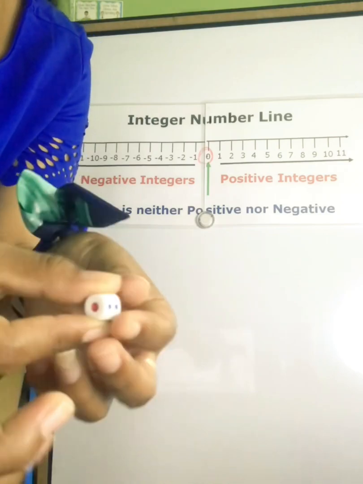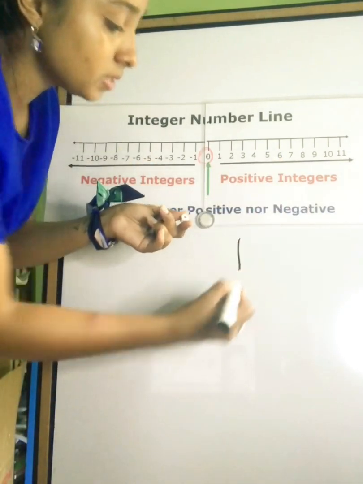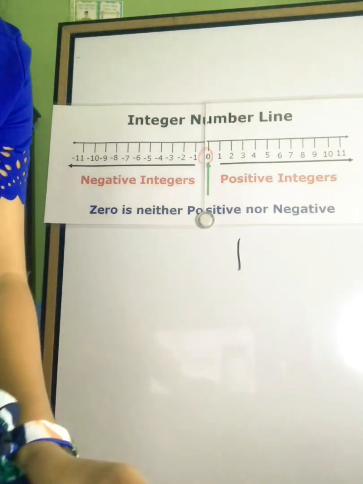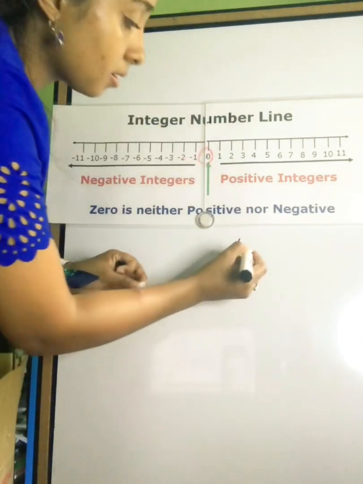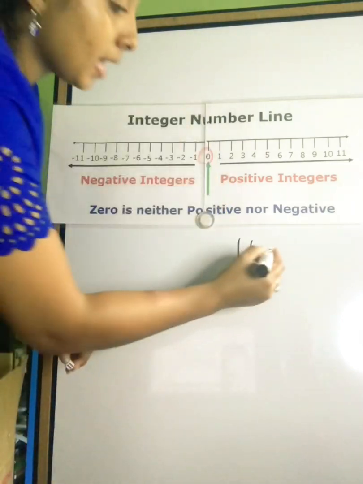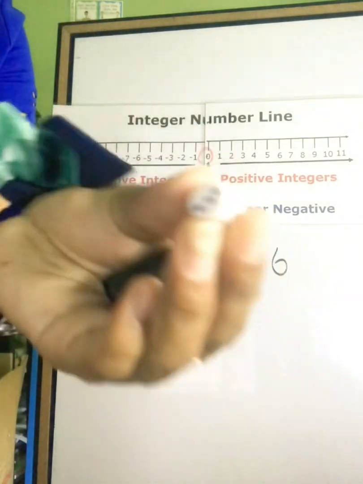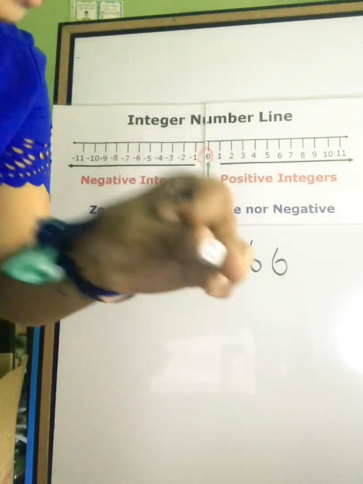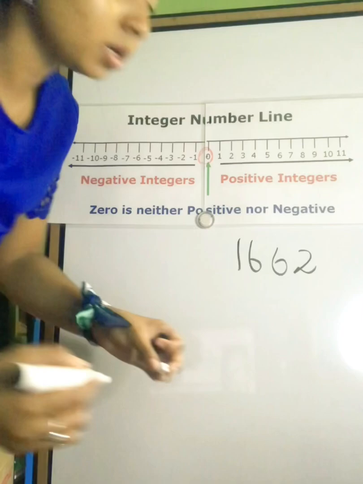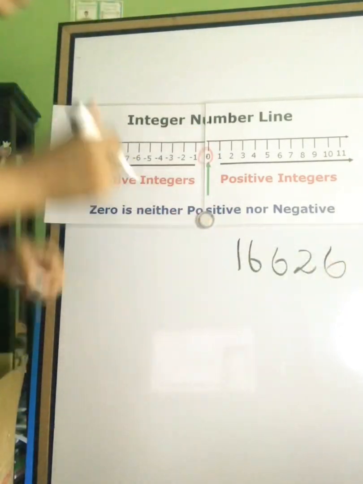On my first roll, let's say I get the number 1. I'm going to put 1 because we're dealing with positive numbers. On my second throw, let's say I get the number 6. On my third try, I get a 6 again. On my fourth try, let's say I got number 2. And then I got 6 again. Alright?